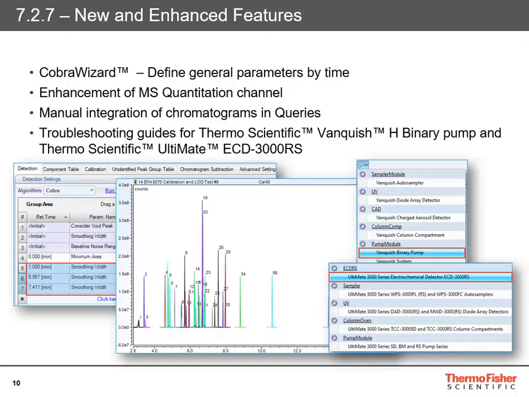Finally, there are a couple of troubleshooting guides added, one for the Vanquish H binary pump and one for the Ultimate electrochemical detector, the 3000 RS. These manuals are now available inside Chromeleon.